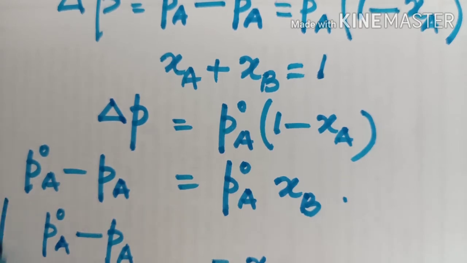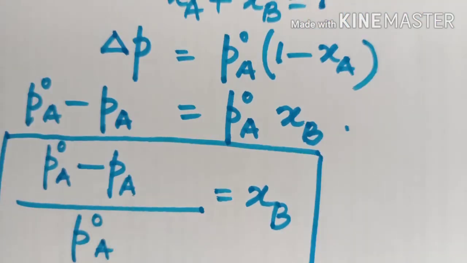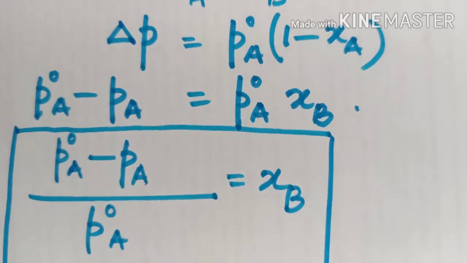So what does it mean? Relative lowering of vapor pressure is equal to the mole fraction of the solute. Since it is dependent only on the number of solute particles and not on its nature, relative lowering of vapor pressure is considered a colligative property. You have seen the change when salt is added to water. Vapor pressure decreases considerably.